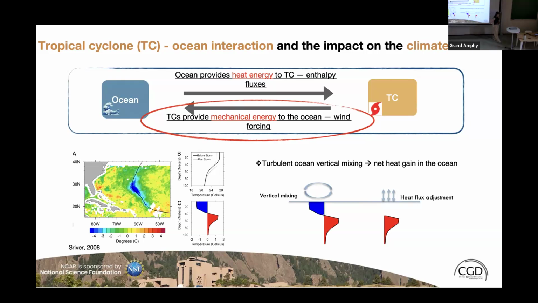All right. So naturally, our question is, how much heat? What does the heat do? Where does it go? And how does it come back to the atmosphere and affect the climate? All right. And these are the questions that I strive to answer in my research.